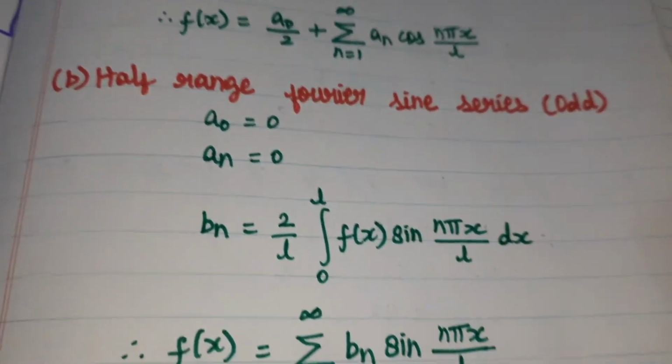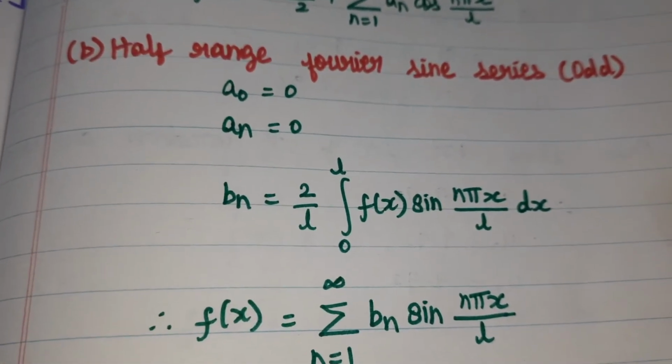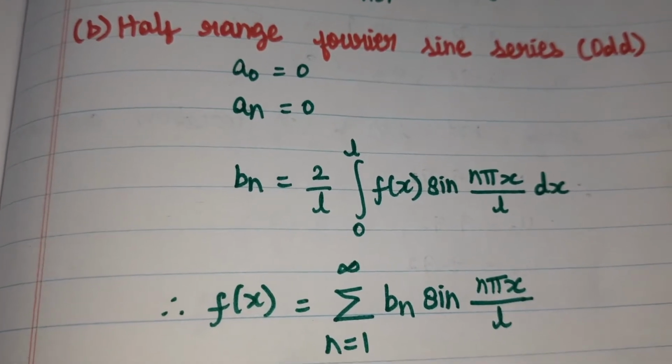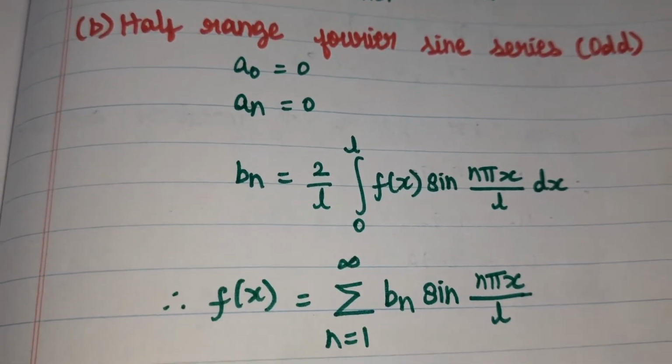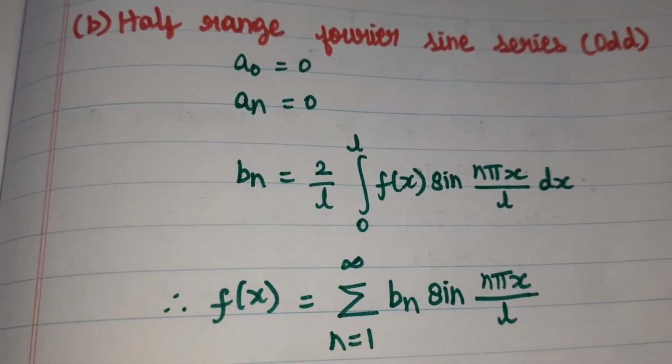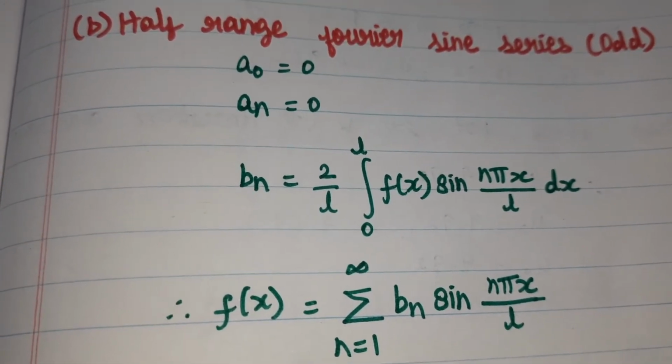And next one is half range Fourier sine series, or odd. Here a0 and an are 0. And Bn is equal to 2 by L into integral of 0 to L f of x into sin n pi x by L into dx. Therefore, f of x equal to summation of n is equal to 1 to infinity Bn sin n pi x by L.